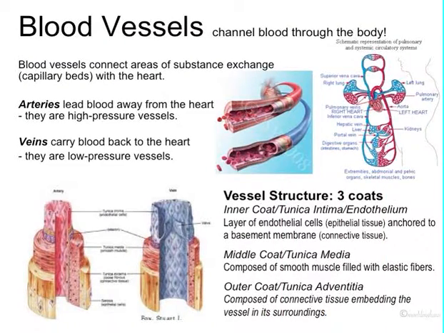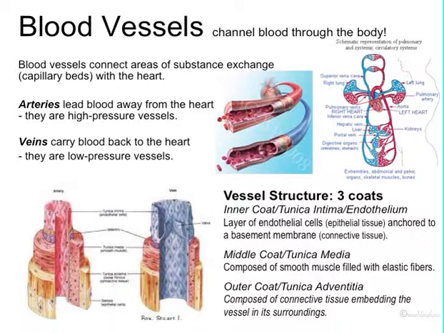Blood vessels channel blood through the body. They connect areas of substance exchange, which are capillary beds, with the heart. I look at them like they're the freeway system of the body, where substances can be shipped through it easily, fast, and through very, very different areas and multiple places. It's not like a nerve that is traveling one way from one destination to the next at a very fast speed. Blood vessels carry substances much smaller and much slower, but they go to many more different places.